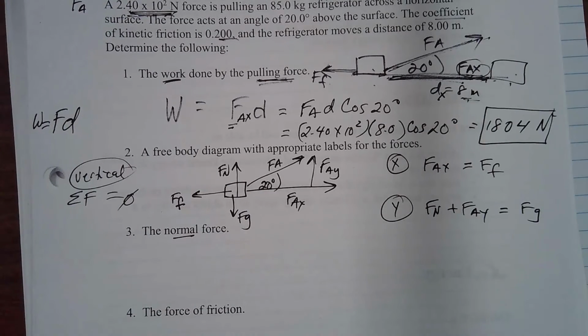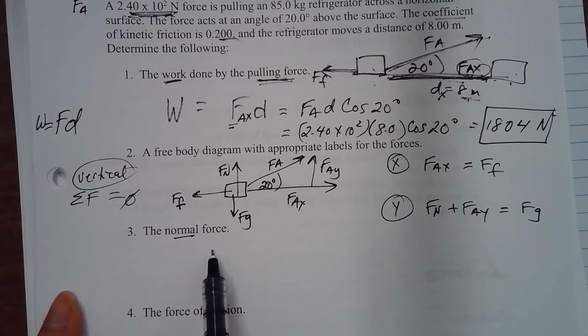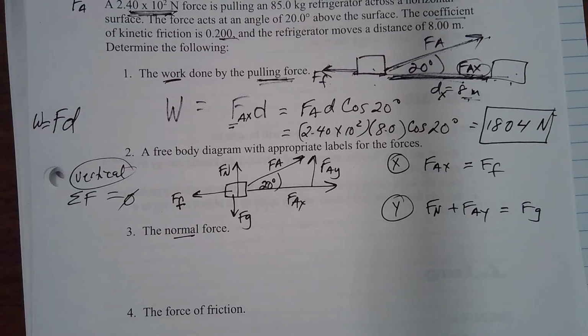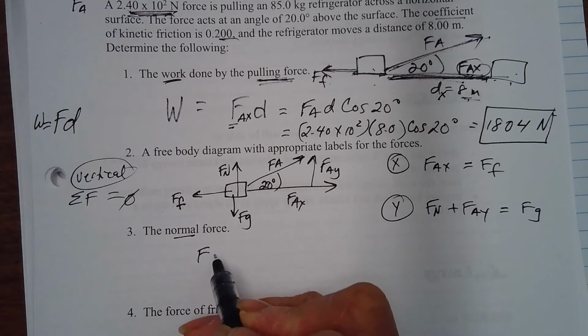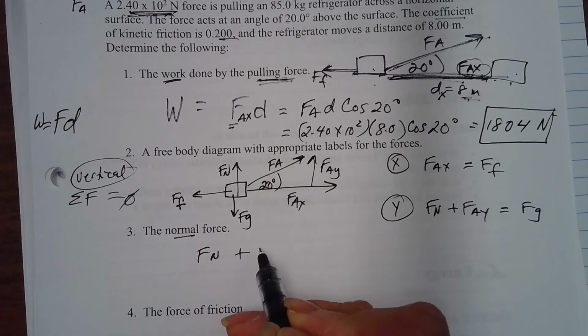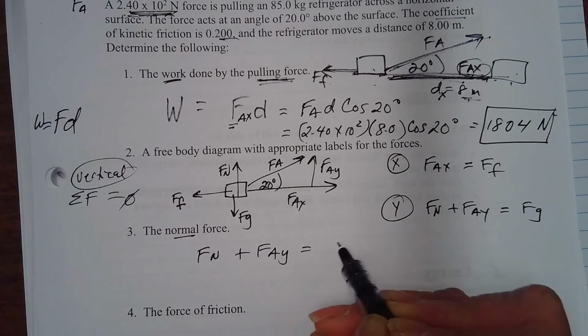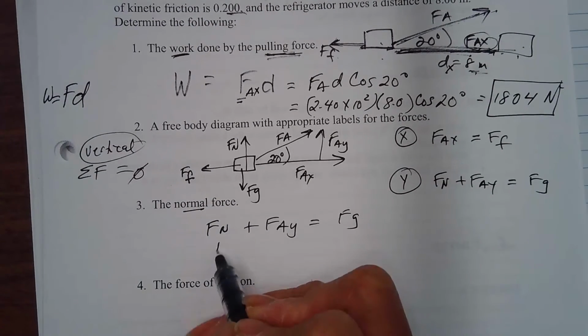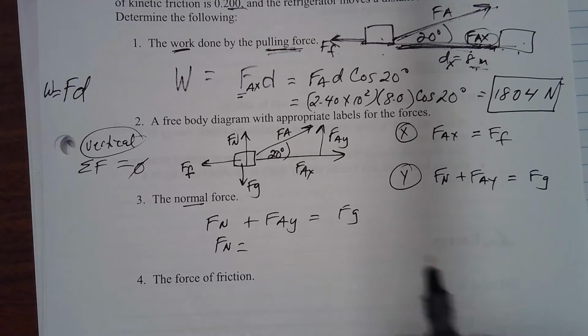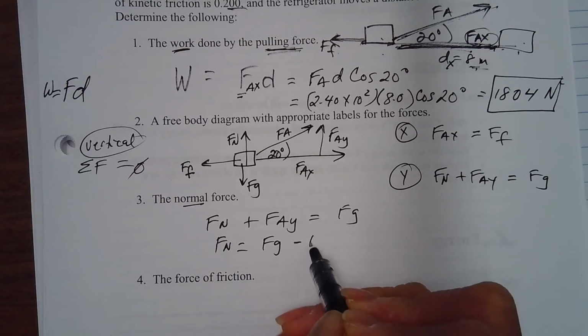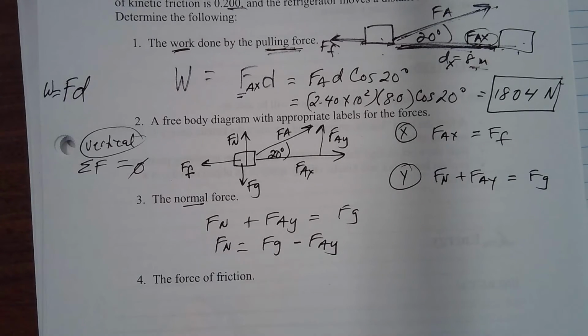In the vertical component, there's no motion up and down, right? So there's no motion there. So we're looking at the net force, the normal force here, which is a vertical component. So the normal force in the y is Fn plus Fay equals Fg. So how do we find the Fn? Fg minus Fay. Okay, so there you go.